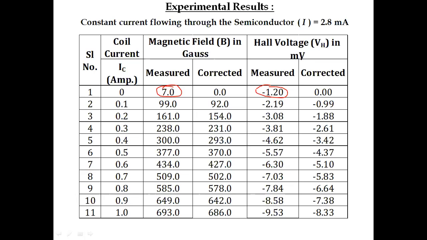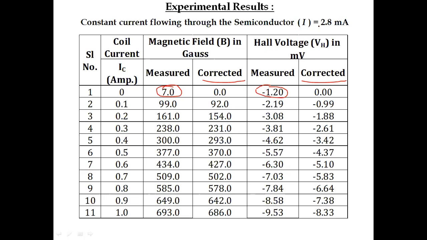So this is our actual or corrected magnetic field and corrected VH. We'll utilize only these two to draw our graph. Clear? We'll use these two only to draw our graph. How will you draw the graph?